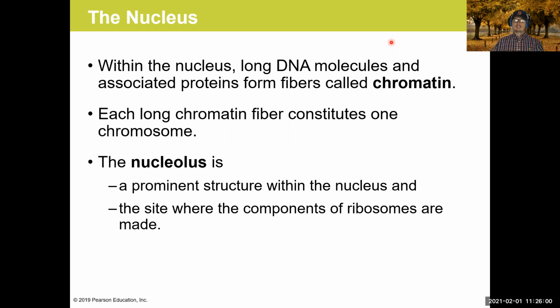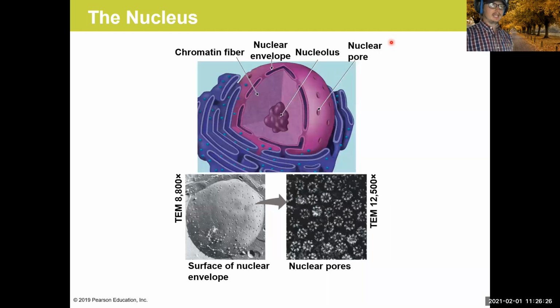Now, inside the nucleus, there's a place called the nucleolus. The nucleolus is a structure in the center of the nucleus, and it's where the components of the ribosomes are made. Those ribosomes will exit the nucleolus through the pore and go out into the cytoplasm, where those components of the ribosomes can be put together.